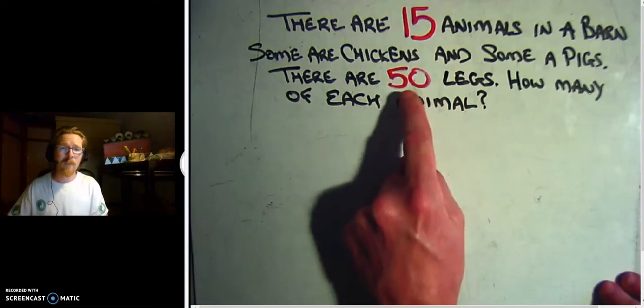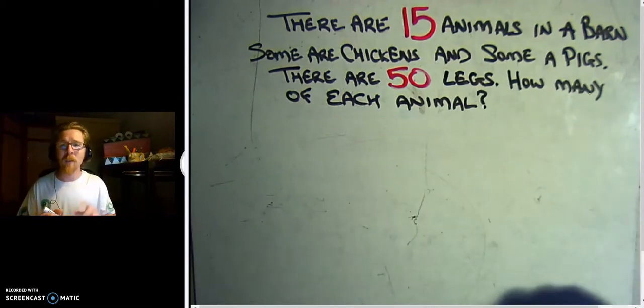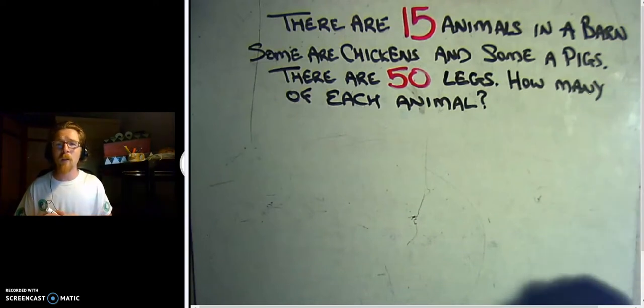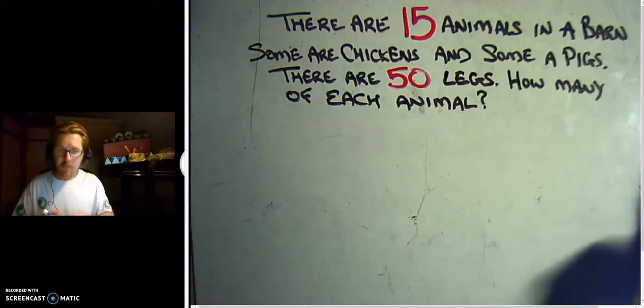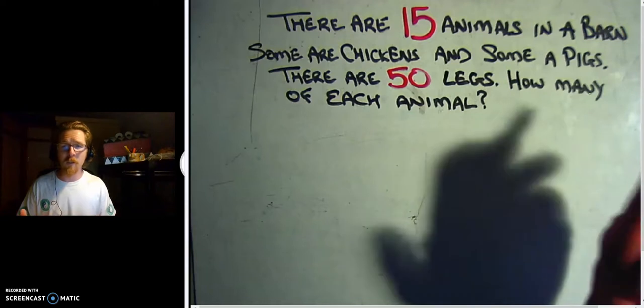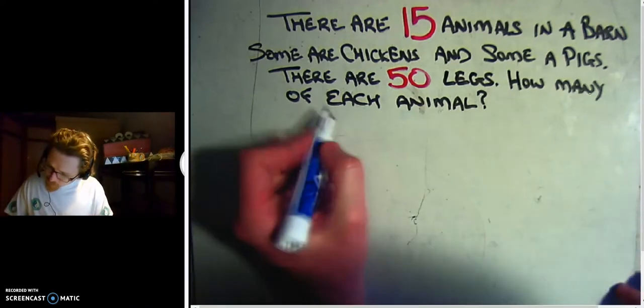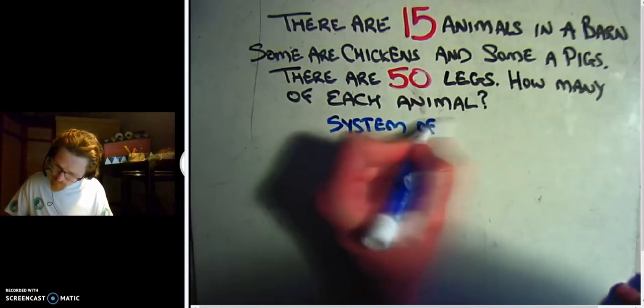And then 50 legs. Well, I don't know how many pigs or chickens there are if I just know that there are 50 legs because both chickens and pigs have legs. So we have to think about this in two different ways. We need to create a system of equations to help us figure that out. Now, a system of equations is really just two or more equations that use the same variable. So that's our plan. We're going to do a system of equations.